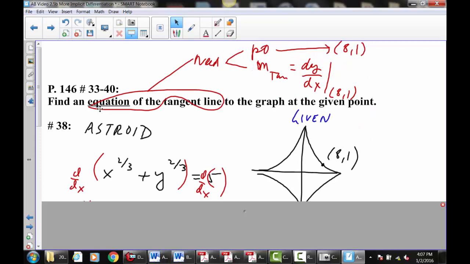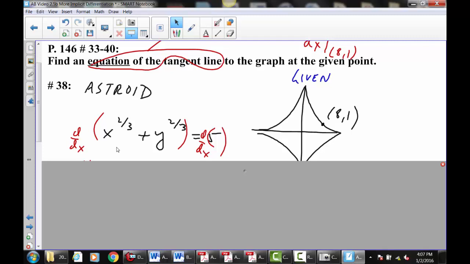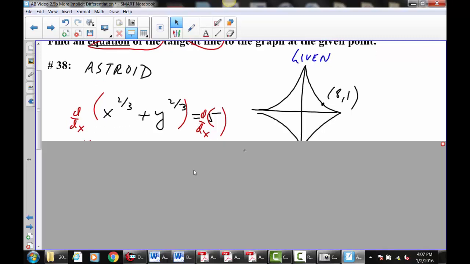Okay, 33 to 40, find an equation of the tangent line this time. So instead of just the slope of the tangent line, it's the equation of the tangent line to the graph at the given point. They happen to name the graph for you, and they also give you a picture of said graph. So the point we're looking for the slope of the tangent line at is the point (8, 1). We need a point, which they gave us. We need the slope of the tangent line, which is always dy dx. So we need to take d dx of each side.